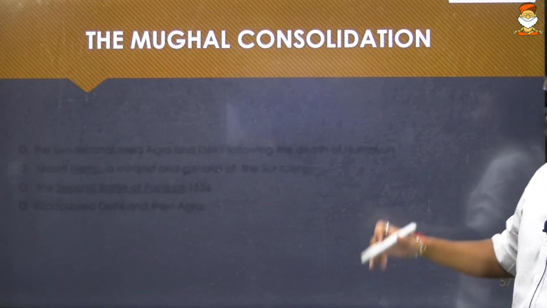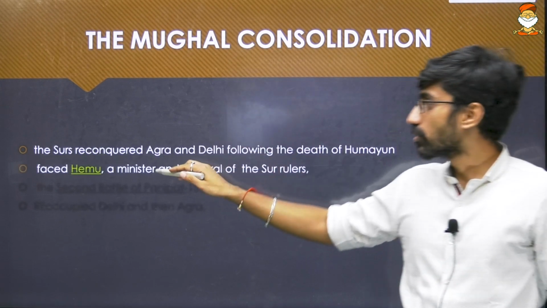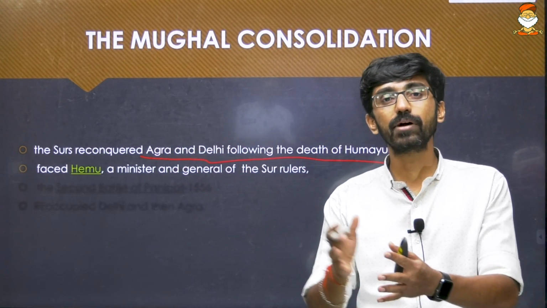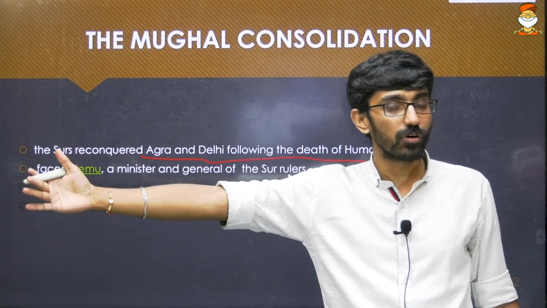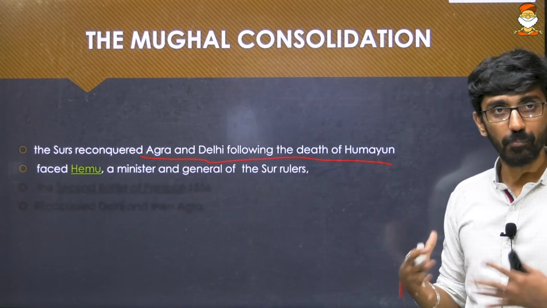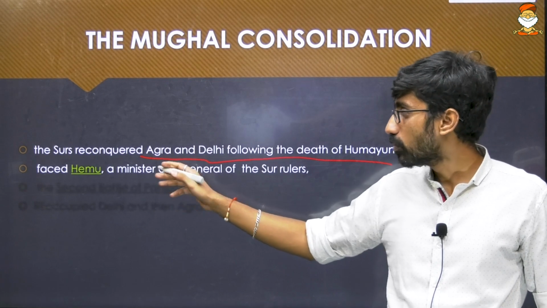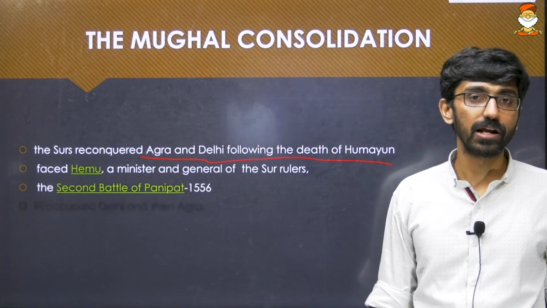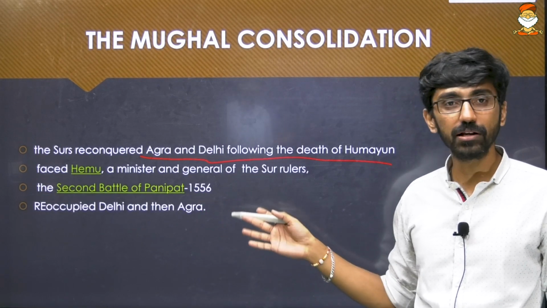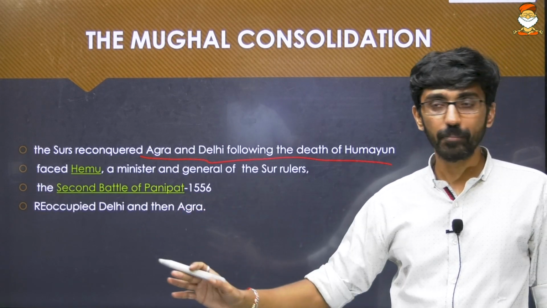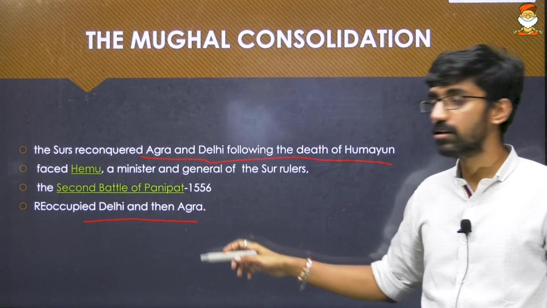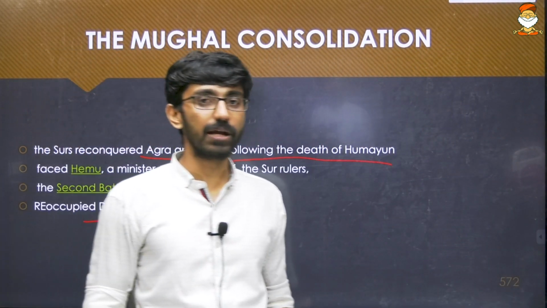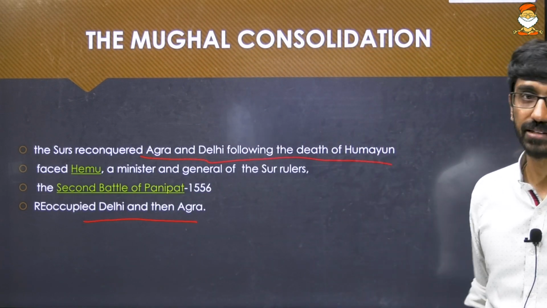Okay, and then the Mughal consolidation. The Surs reconquered Agra and Delhi following the death of Humayun. Because Humayun, with the help of Bairam Khan, fought the Battle of Sirhind and the restoration of the Mughals happened, and now the Mughals again got defeated by the Surs, and now they face Hemu, a minister and general of the Sur rulers, a Hindu. That led to the Second Battle of Panipat in 1556, where Akbar and Bairam Khan completely defeated the Sur Empire as well as Hemu, reconquered Delhi and Agra, and now the complete restoration of the Mughals happened. Now the consolidation of the Mughals in India started.